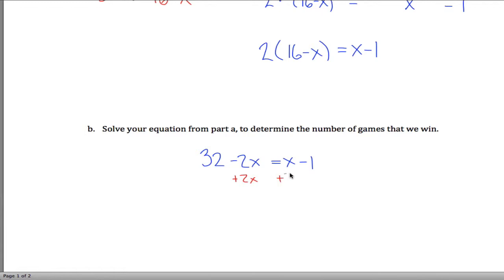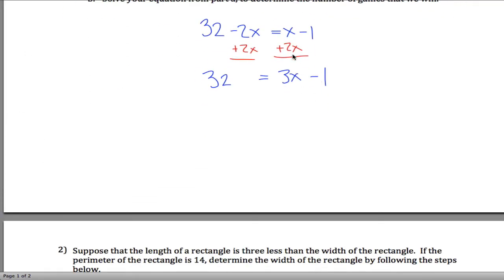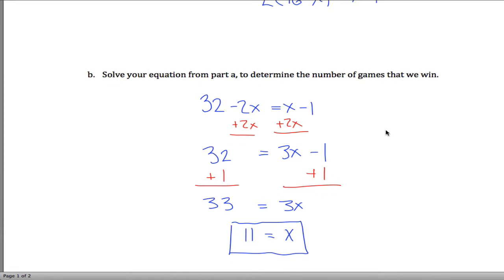If I add 2x to both sides of the equation, that leaves me with just 32 on this side, and 1x plus 2x gives me 3x. Now I have all my x's on the right-hand side, but I still have this minus 1 here. I want to move my numbers to the left, so I'll add 1 to both sides of the equation. That leaves me with 33 on the left and just 3x on the right. Now I have all my x's here and all my numbers here. I'm almost done, except I don't want to solve for 3x, I want to solve for x. So if I divide both sides of the equation by 3, I get x equals 11. In other words, my team won 11 games.